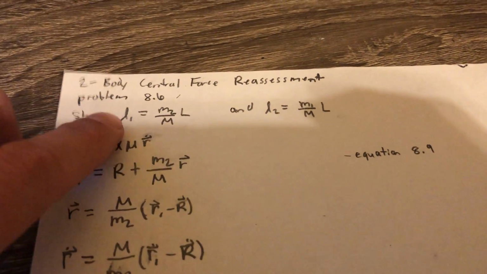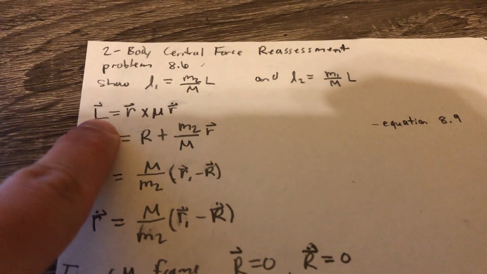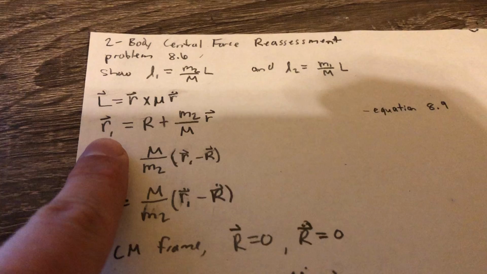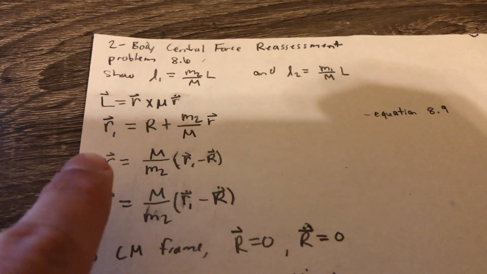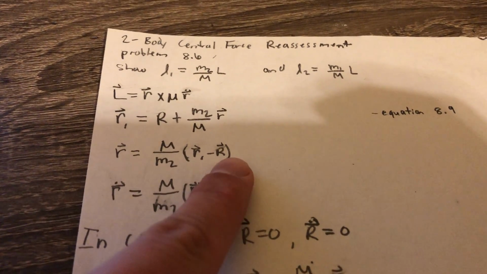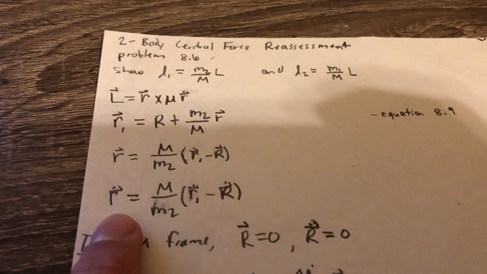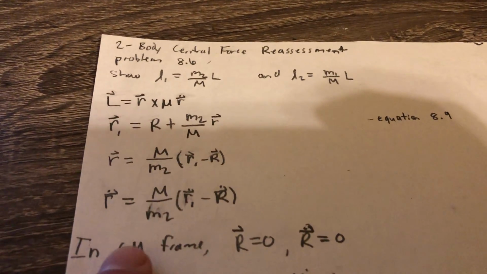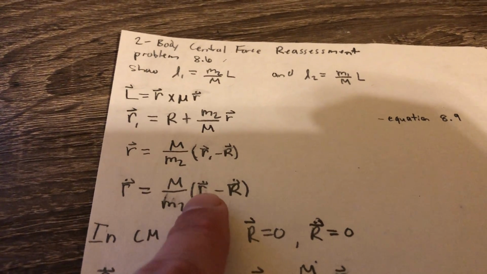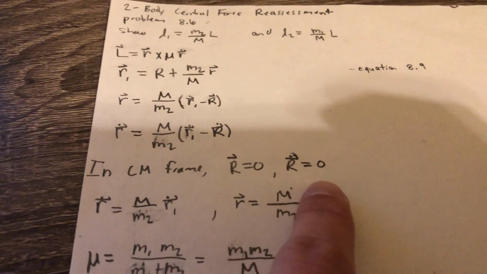So we want to show this and this, but we have to start with the total angular momentum. We get this equation from the book, equation 8.9, and we have to solve for the regular r vector, r1 and R in here, big R, and take the derivative of it because we're going to need to plug back into this equation. Whenever we take the derivative of r1, we just take the derivative of each component, and then in the center of mass frame, R equals 0 and R dot equals 0.